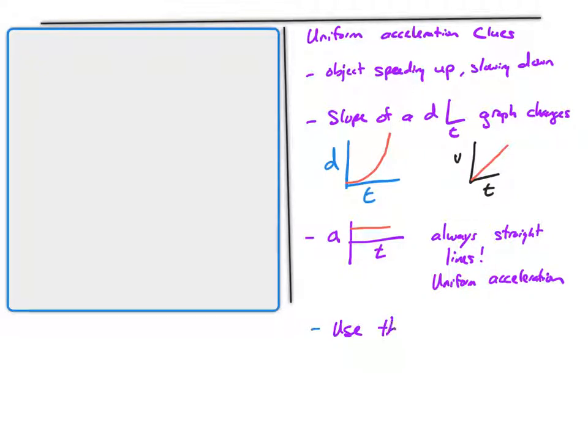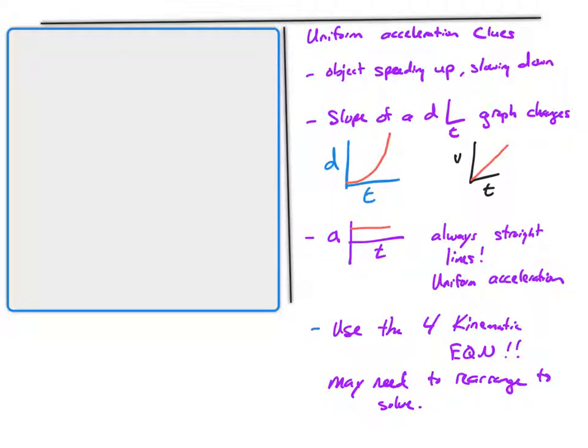And lastly, we can always use the 4 kinematic equations to solve for any uniformly accelerated problem. Whether this be a ball that's rolling down a ramp or something that's falling in free fall, all those are uniform acceleration equations. We must rearrange if necessary, but those are the 4 tools that we have.